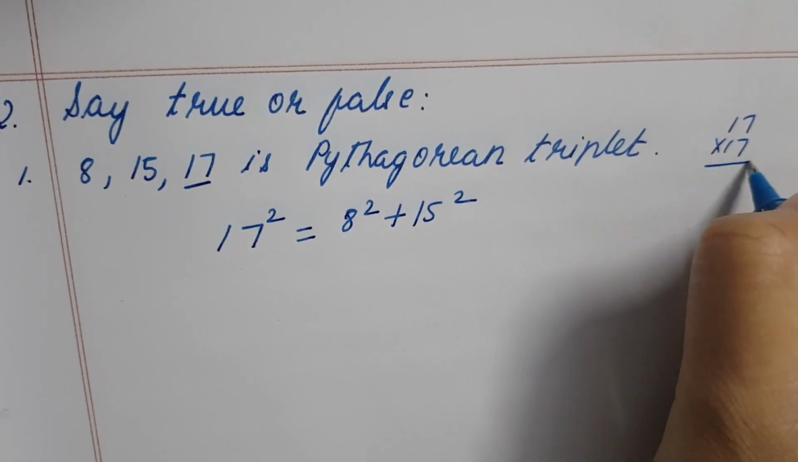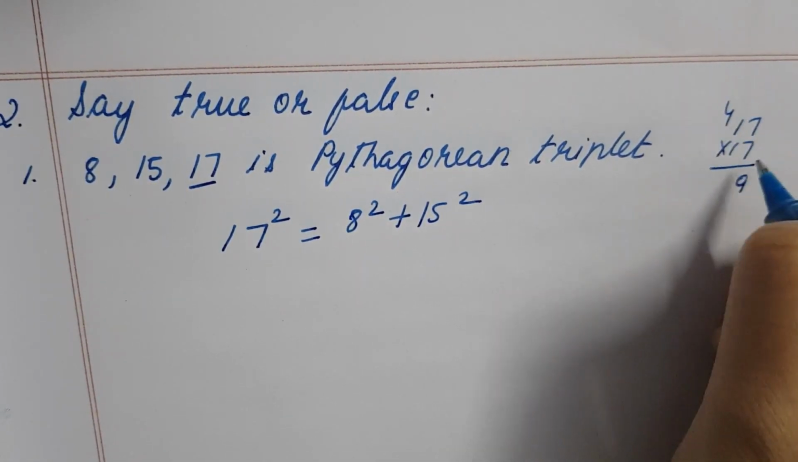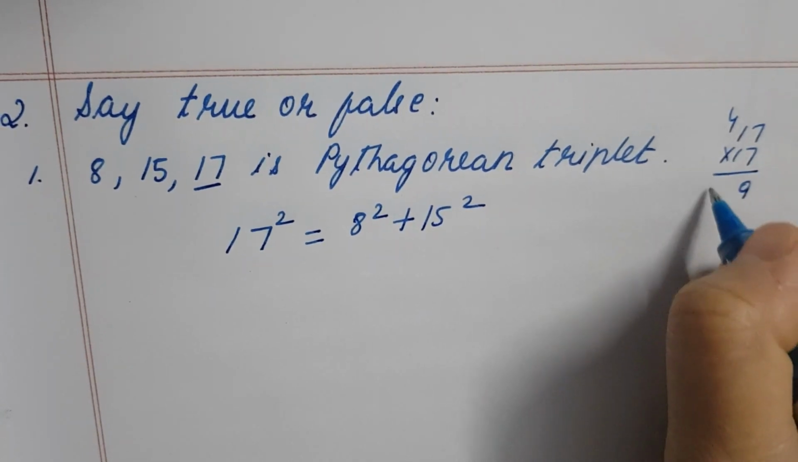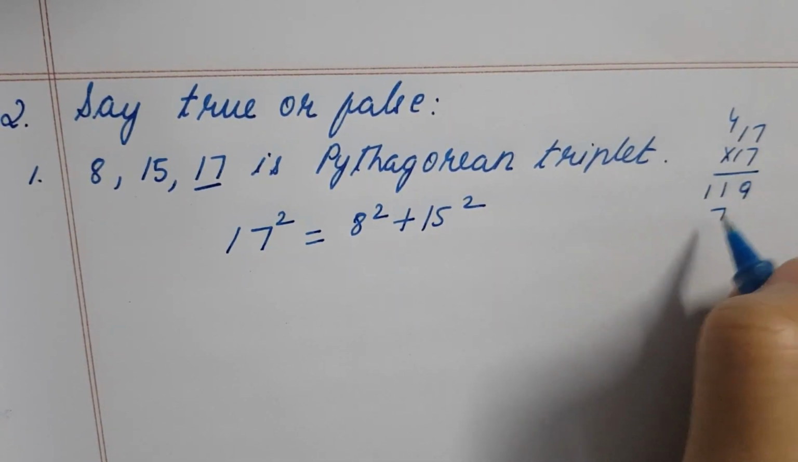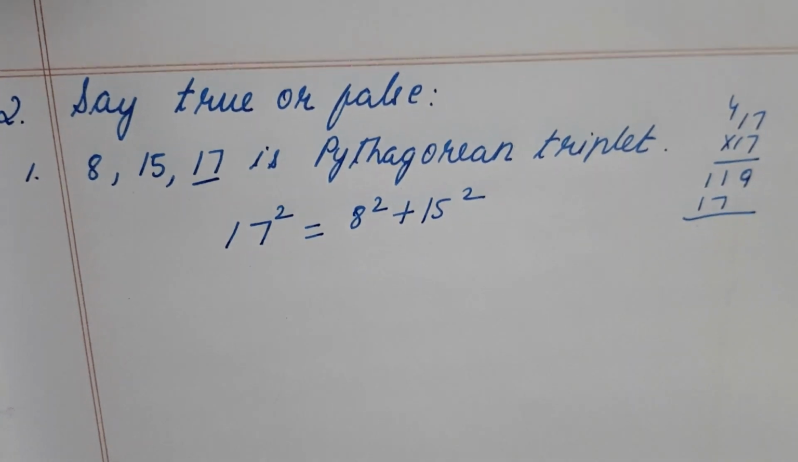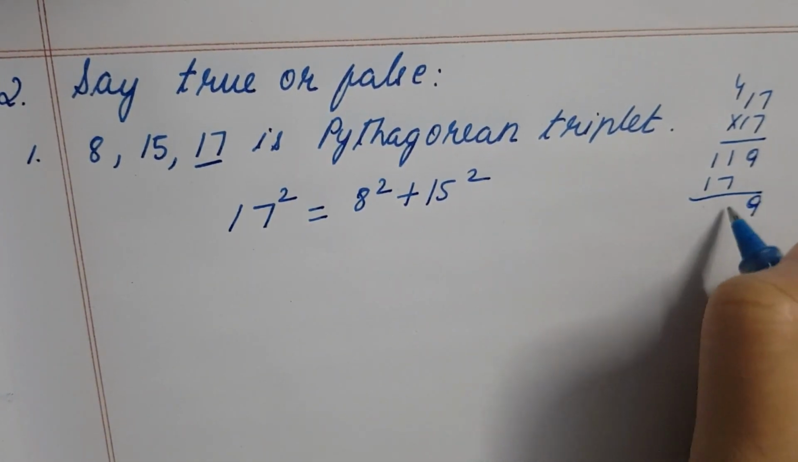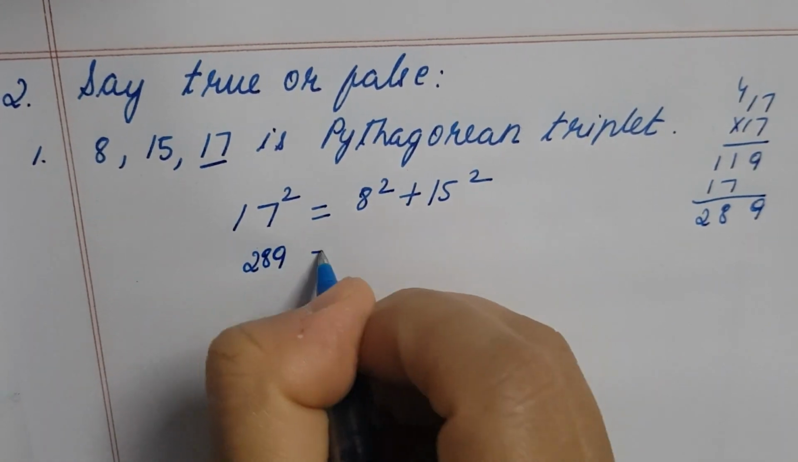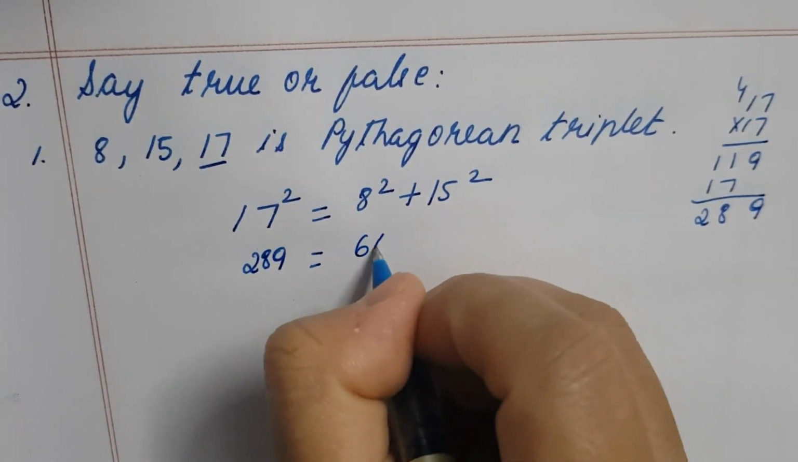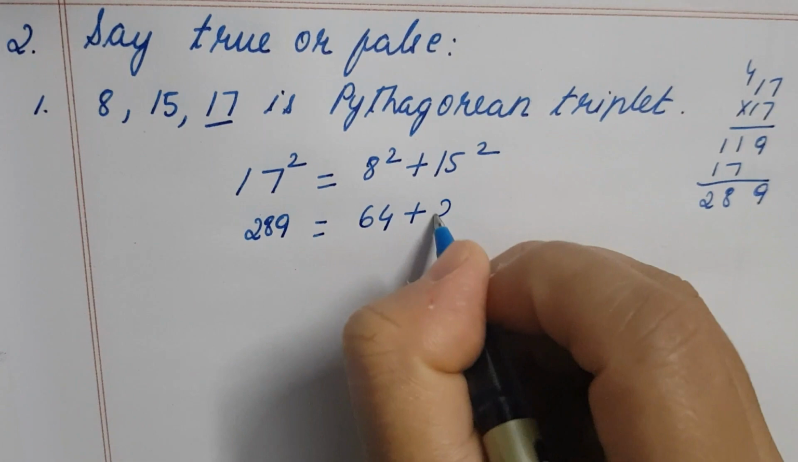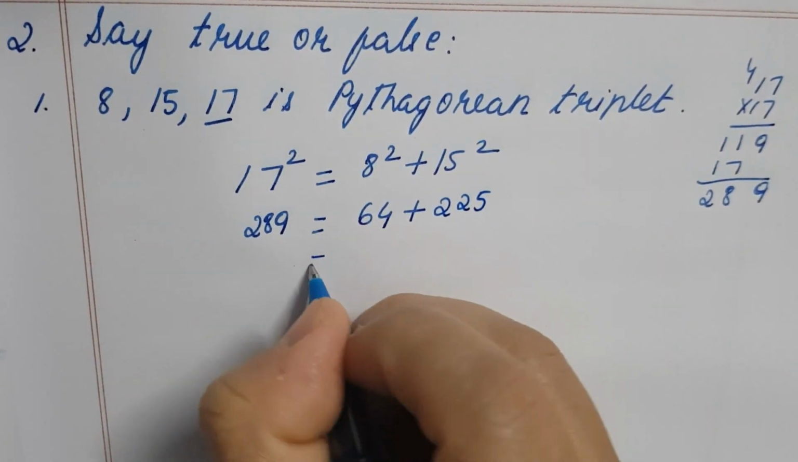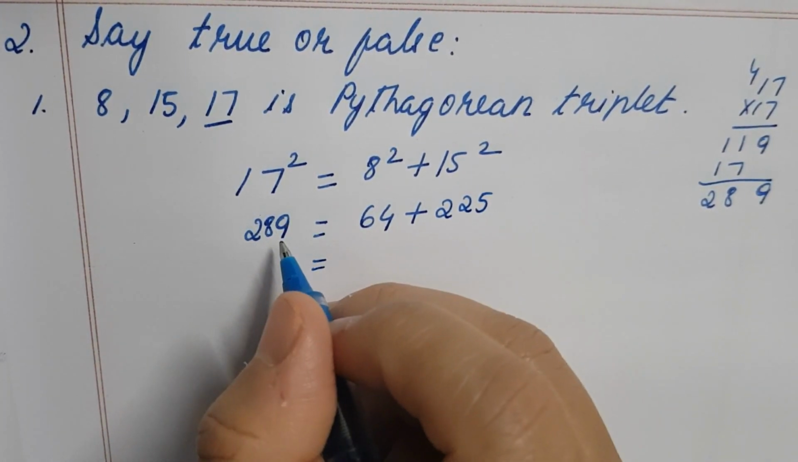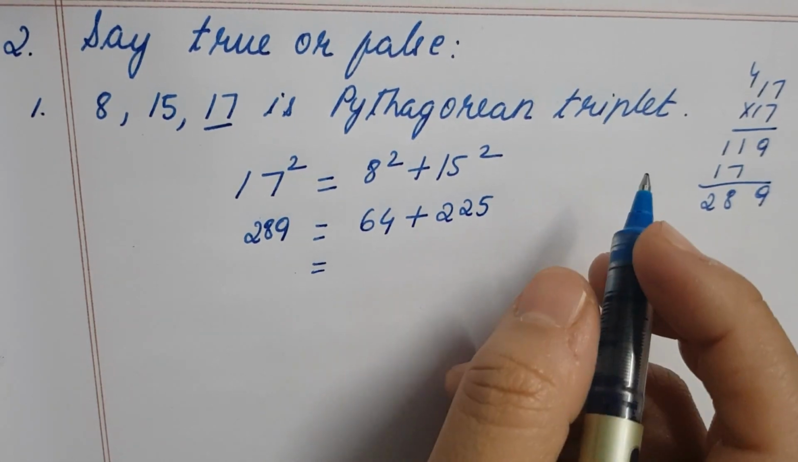17 into 17. 7 7s are 49. 7 1s are 7. 7 plus 4 is 11. 1 7 is 7 and 1 1 is 1. So adding, 9, 7 plus 1 is 8, and 2. So it is 289. 8 square is 64. 15 square is 225. Now if we add these two and get the same 289, then it is a Pythagorean triplet.